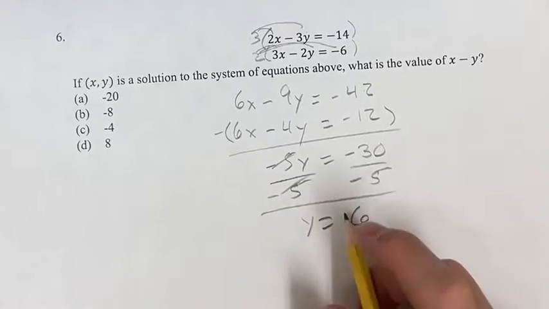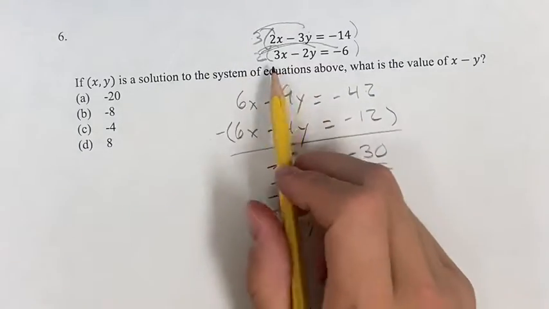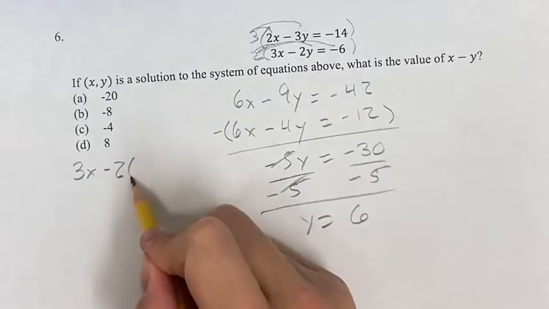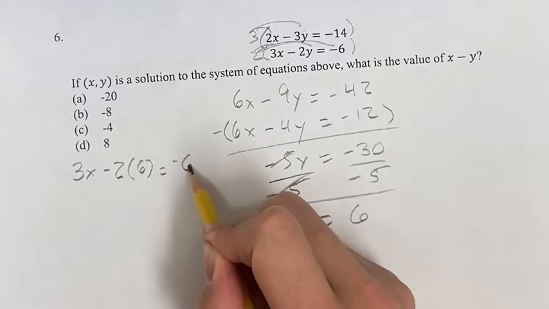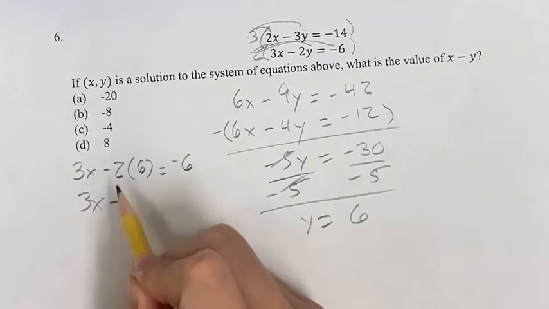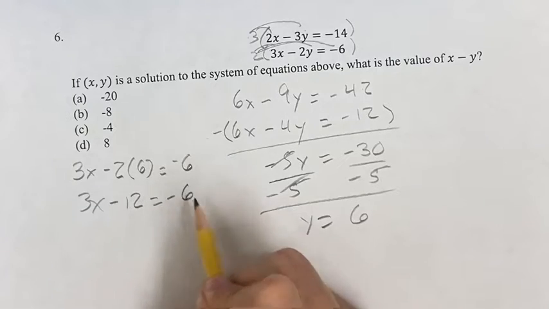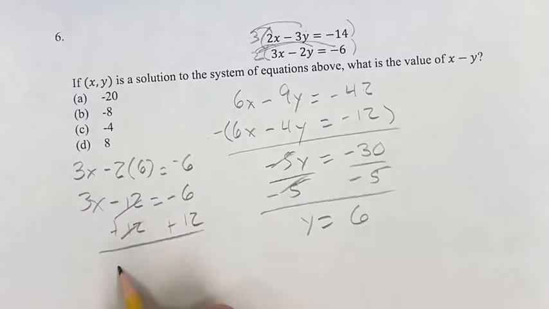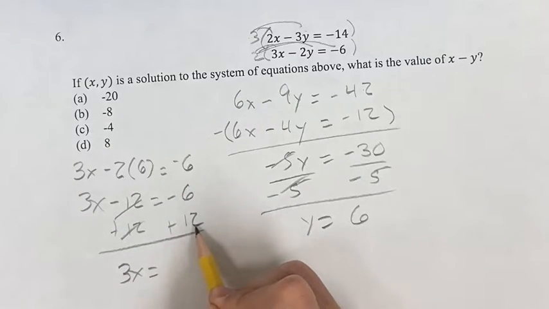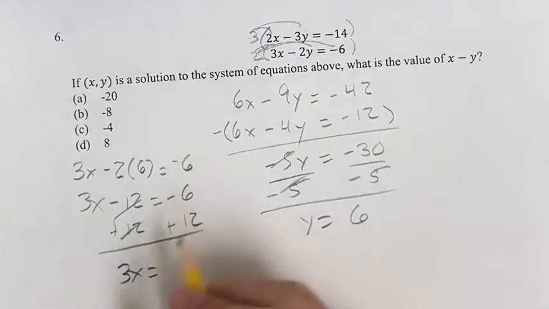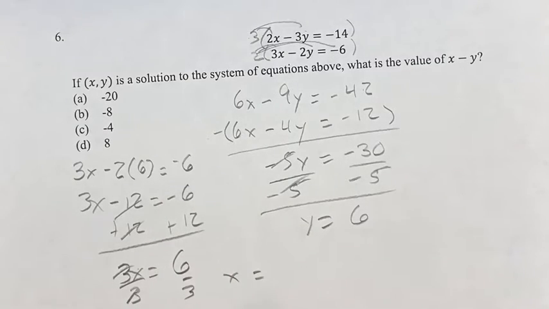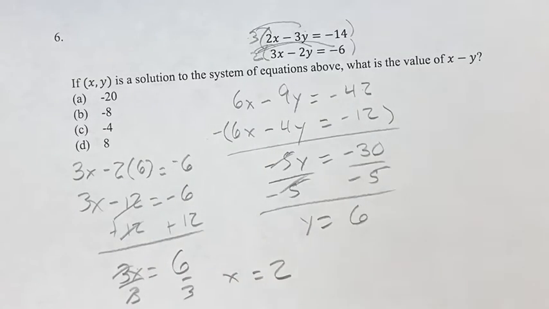So now we have y, but we still need to get x. Luckily, if we plug it into the equation, we have 3x minus 2y. We know y is 6, so 3x minus 2 times 6, which is 12, is equal to negative 6. Adding 12 on both sides cancels these, and we get 3x is equal to negative 6 plus 12, which is the same as 12 minus 6, 6. Dividing by 3, we get x is equal to 6 divided by 3, which is 2.